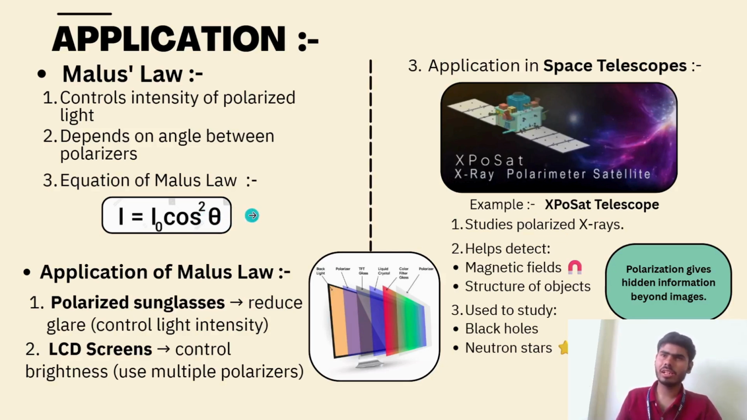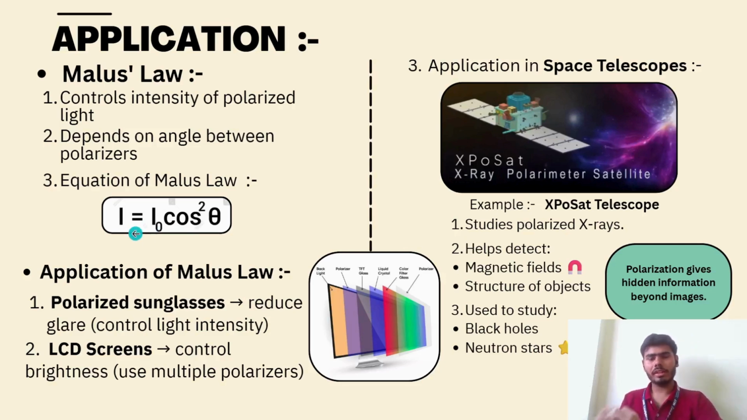Let's assume that if the angle between the two polarizers is 0 degrees, then the light passing will be maximum, so I zero will pass to the output. If it's 45 degrees, then the intensity will be half. If the angle between the polarizers is 90 degrees, then the intensity of light will be zero. There will be no light passing through the polarizer.